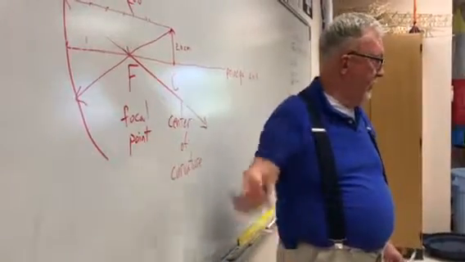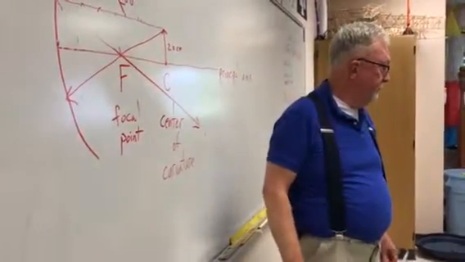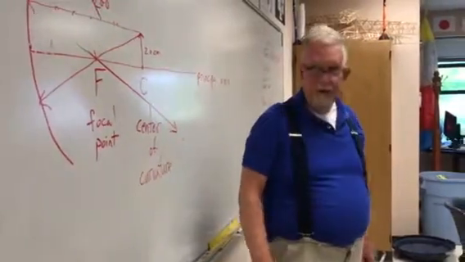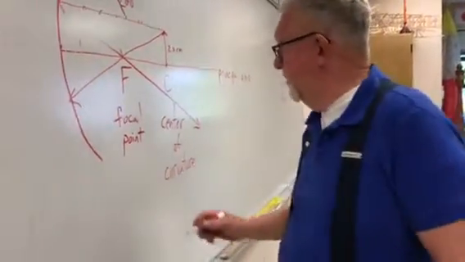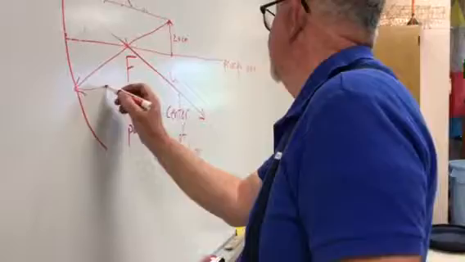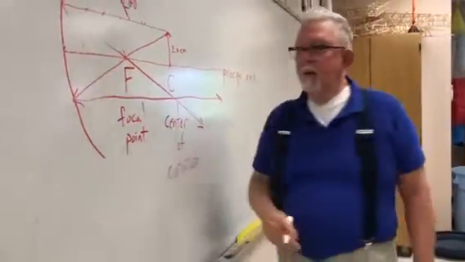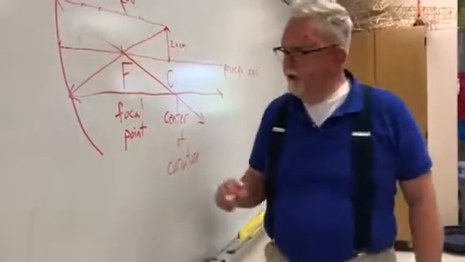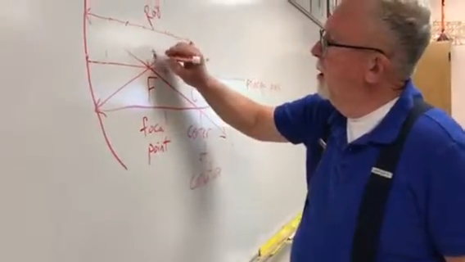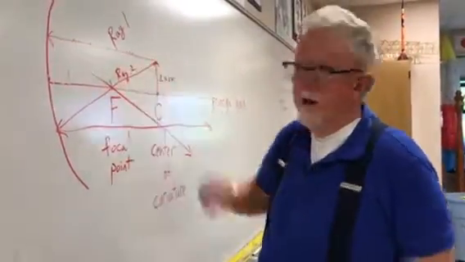And Colin, what do you think will happen to that reflected ray? Very good. It'll go parallel to the principal axis to infinity. Like so. That is called ray 2. All right?